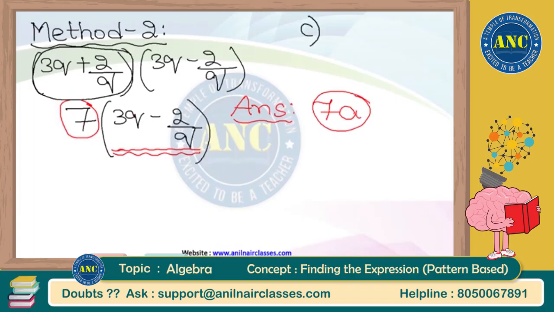Suppose we assume that the third option, 49, is the answer. 7 is already given in the question. 3q minus 2/q is what we are interested in finding, right? That means 7 multiplied by something should give you 49. 7 into which number is 49? 7 into 7 only. That means 3q plus 2/q is 7, known from the question. If I choose 49, then 3q minus 2/q also has to become 7.